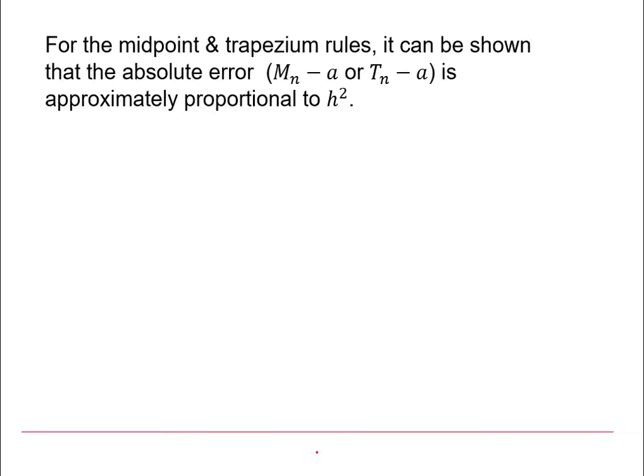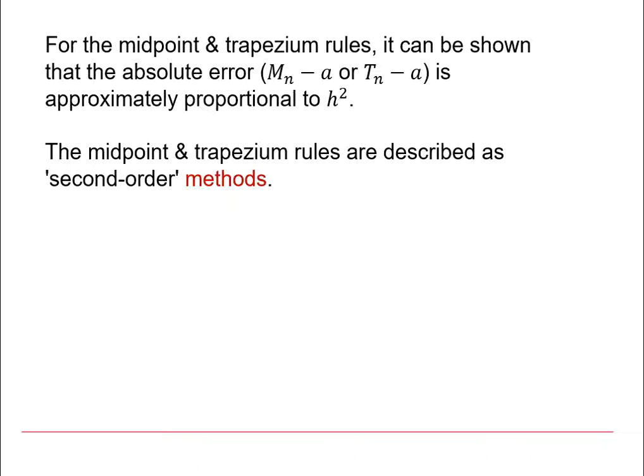Now if we're using either the midpoint or the trapezium rules to find an estimate for an integral which has true value alpha, and if we're producing a sequence of estimates, say for the midpoint rule, where we're doubling the number of strips each time, then it can be shown that the absolute error at each stage, which is M_n minus alpha, is approximately proportional to the square of the width of each strip, i.e. h squared.